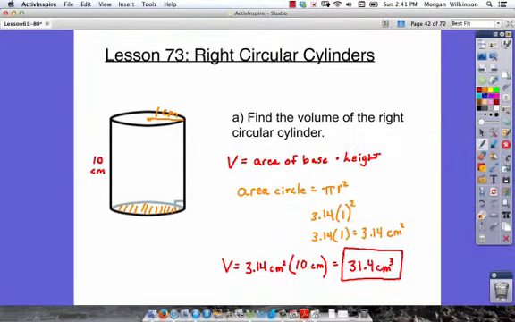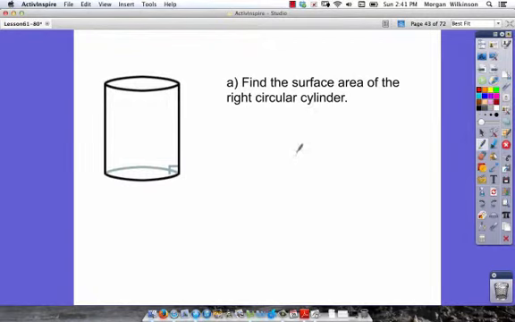Let's go ahead and look at our next example. Our next example, same cylinder, and this time we want to find the surface area. So let's go ahead and put in our labels. We've got 10 centimeters as our height, and our radius is going to equal 1 centimeter. If we want to find the surface area, well the surface area is how much area there is on the top circle, how much area there is on the bottom circle, and then how much area there is wrapping all the way around the outside, like if it were a label of a tin can.